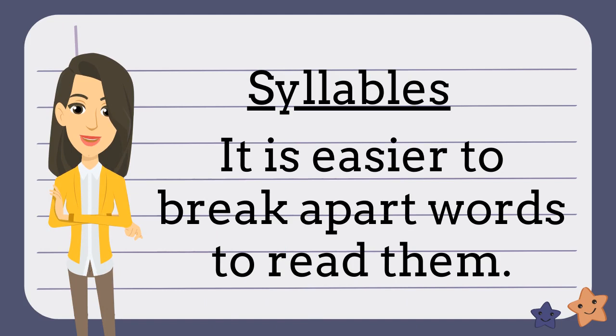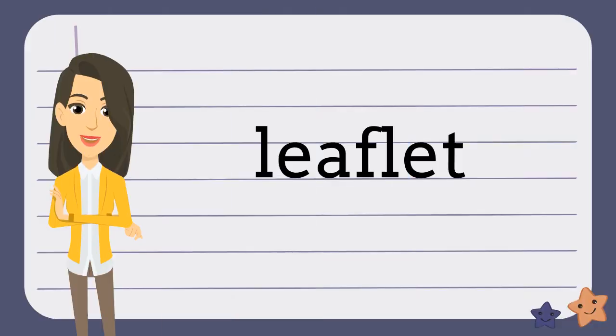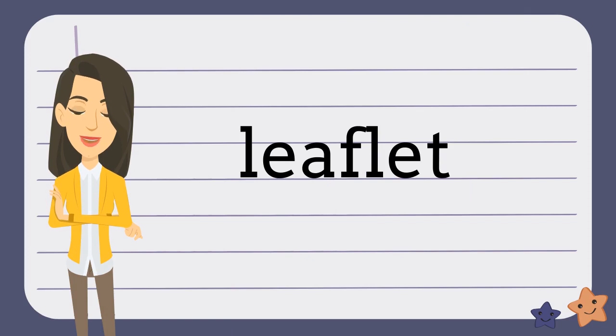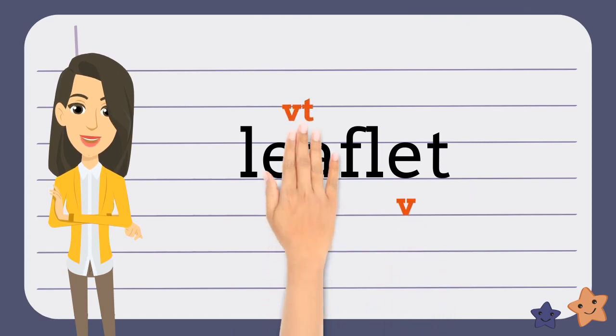When you are trying to read words that have many syllables, it might be hard to do. So we can break the word apart to make it easier to read. Let's take a look at this word. The first thing you need to do is find the vowel and the vowel team. So, in this word, the vowel team is EA and the vowel is E.